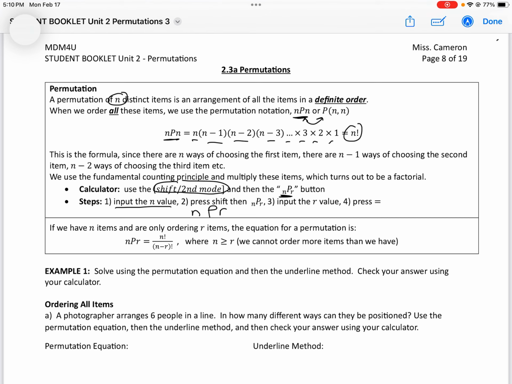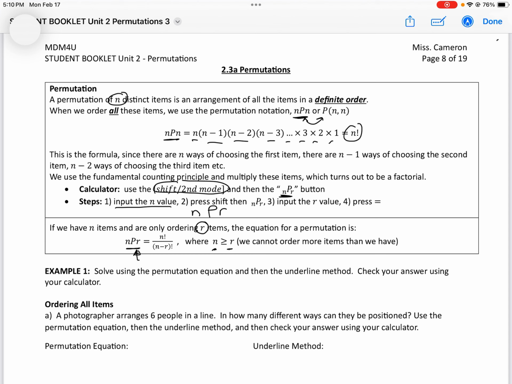So here's the difference between nPn and nPr. If we have n items, but we're only ordering r items out of that n, then we put in the r. And it changes a little bit because this time it's not just a straight factorial. It's n factorial over n minus r factorial. The number of items that you have must be greater than or equal to the number of items that you want to order, because obviously you can't order more items than you actually have.